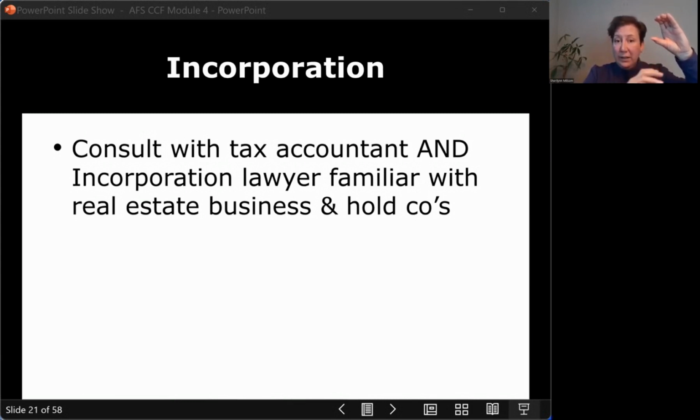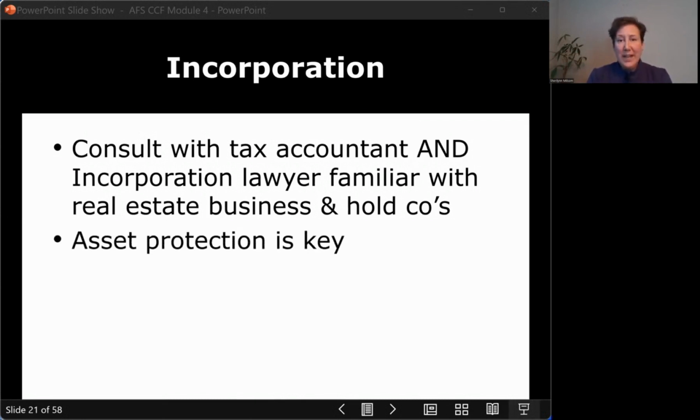This way, we can declare a dividend from the operational company up to the holding company and basically transfer the value of the operational company up. And that gives an extra layer of protection. We're getting a little bit complicated and technical here, but I feel it's important to outline all the possibilities, and then you can consult with your professionals and decide. And of course, asset protection is key, and that's what that second level of incorporation does.